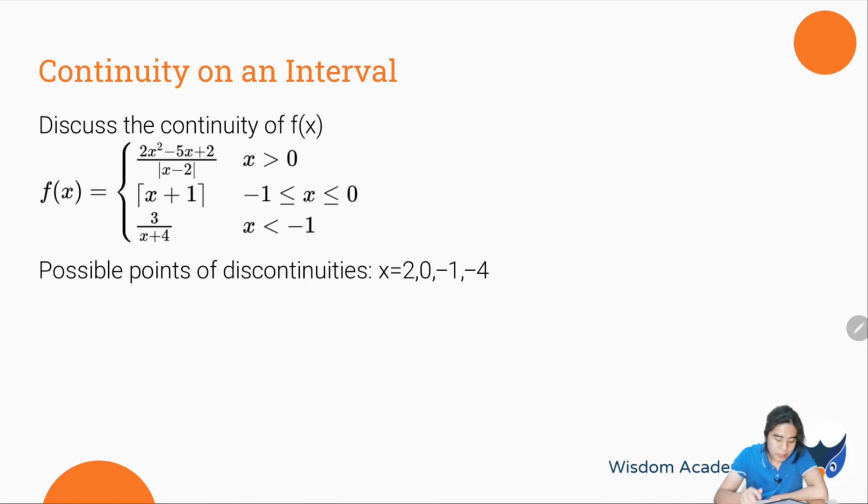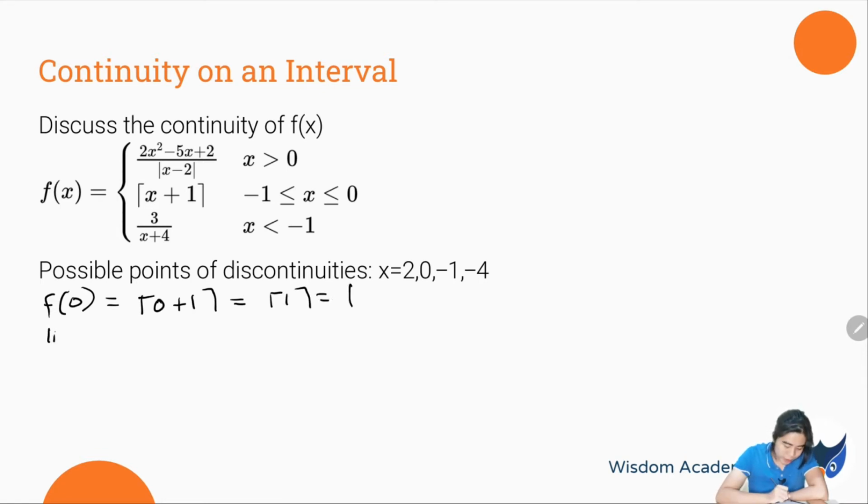So, next naman, we will find its continuity at x is equals to 0. So, at x is equals to 0, hanapin muna natin yung value ni function. F of 0, ceiling of 0 plus 1, will be equal to ceiling of 1, which is equal to 1. Next, we will find the limit of f of x. Since piecewise function siya, one-sided limits uli yung kukunin natin. So, x approaches 0 from the left.